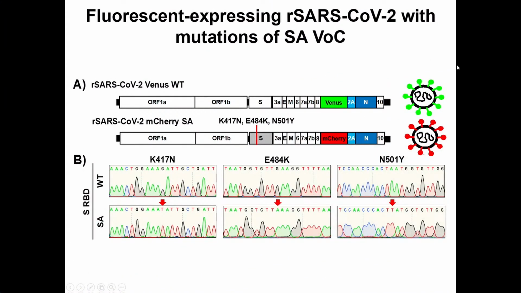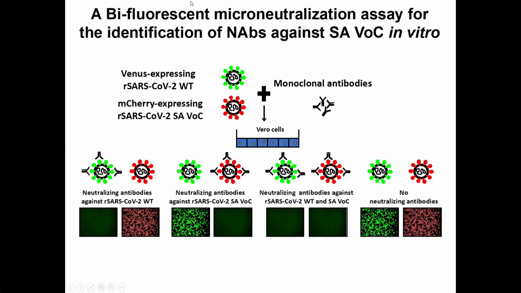So now we have 2 viruses. We have the original virus that expresses Venus. Now we have this new virus that expresses cherry that contains the mutations of this South African variant of concern. And what we thought is that it would be nice to implement a bifluorescent microneutralization assay that allows us to identify at the same time if, for instance, a monoclonal antibody or a sera from an infected patient or a vaccinated patient is able to neutralize the original virus or this new variant of concern. And that's what I tried to show you here.